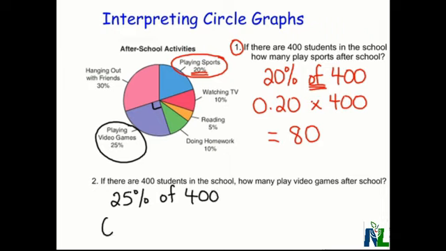And again, we're going to change it to a decimal and multiply by 400. And when you work that out, you're going to have 100 students, which is a quarter of the students, who like to play video games after school.